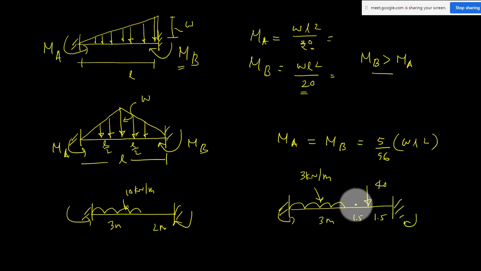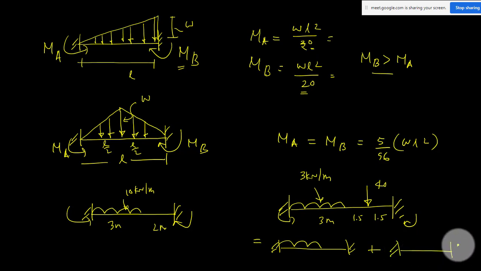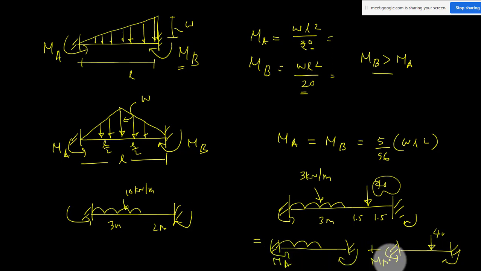Sometimes you can also divide this beam into two cases. Take this beam with only the UDL, and another fixed beam with the concentrated load, because for this case I can use the direct formula for the moments. Only for this case you have to solve, then you can find out this MA. If you add these two MA values, you will get your question's MA. Like that also you can solve it.